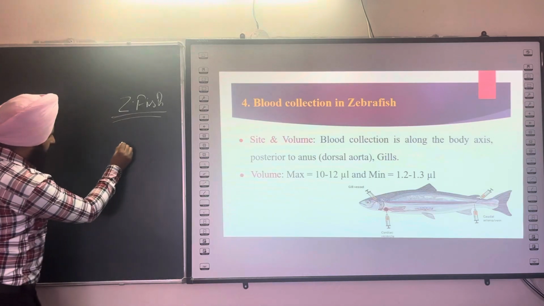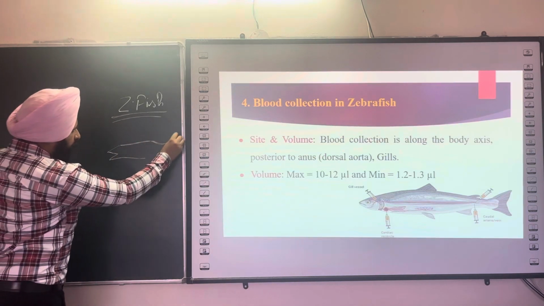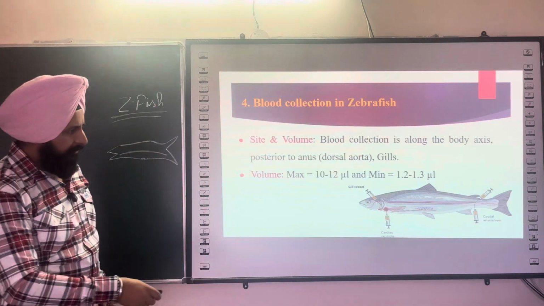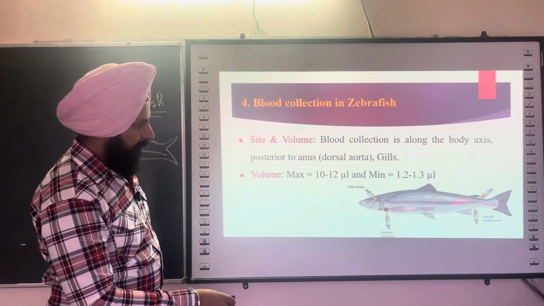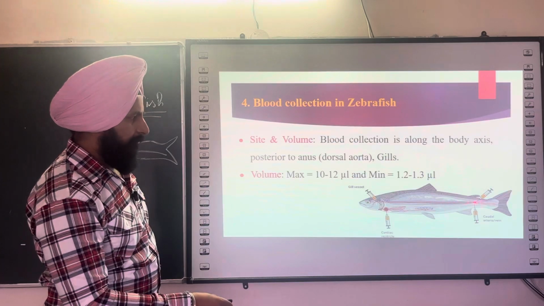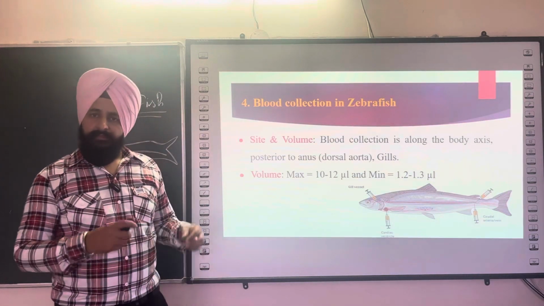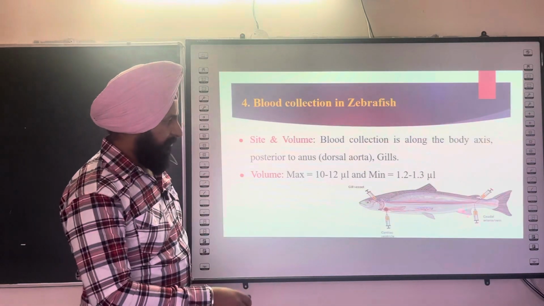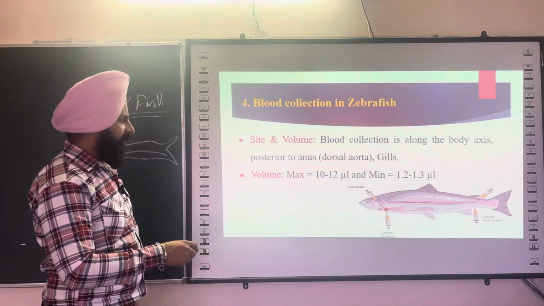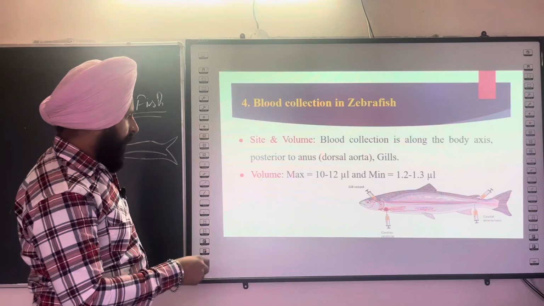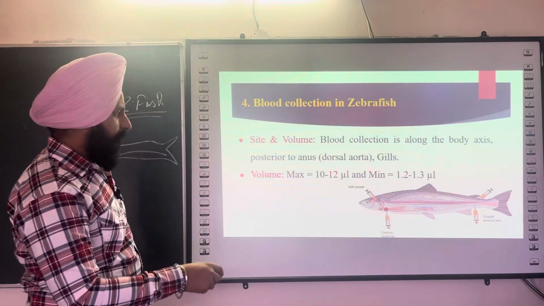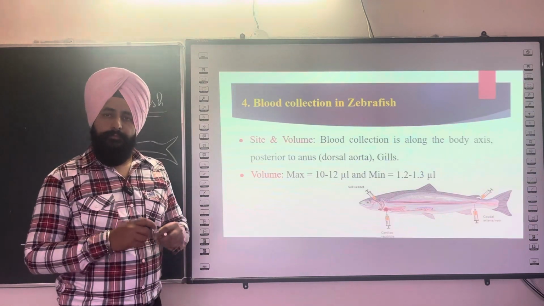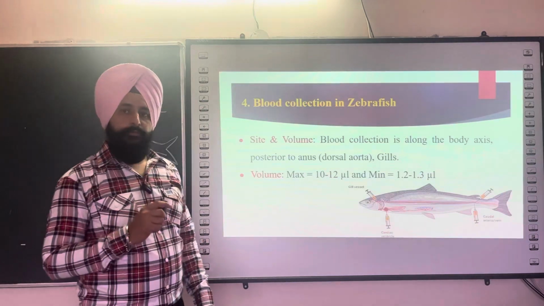Suppose this is a zebrafish. If you want to take blood from the zebrafish, this is the dorsal aorta, and you can take it from this artery or this vein by using a syringe. A big syringe cannot be used; you should prefer a Hamilton syringe. Using the Hamilton syringe, from the gills or from the dorsal aorta, the maximum volume you can take is from 1 microliter to 12 microliter.